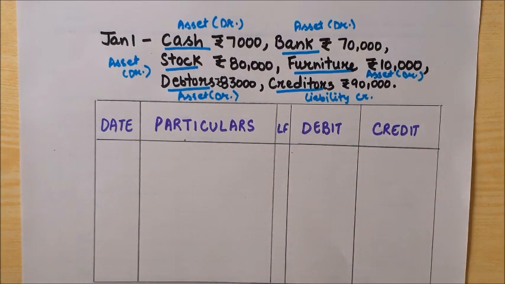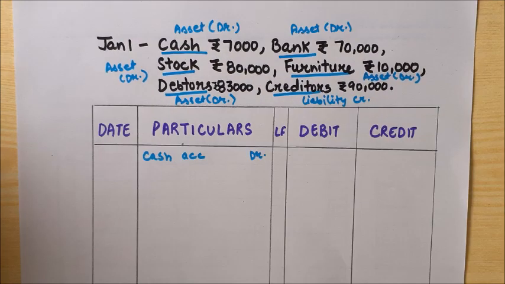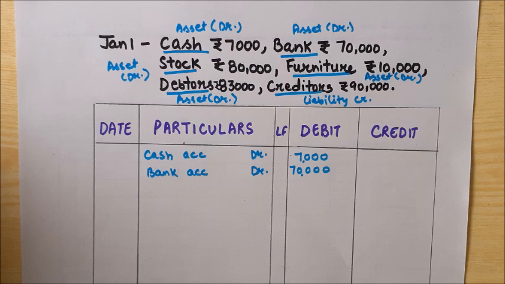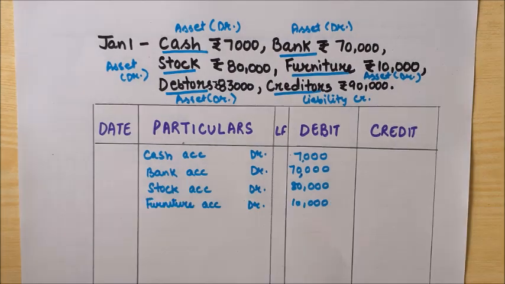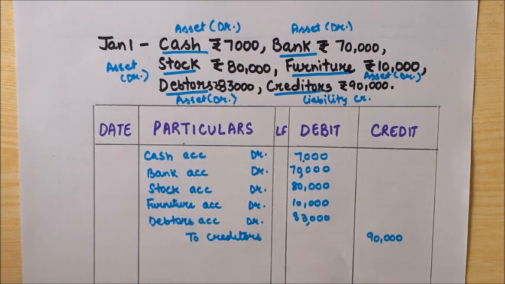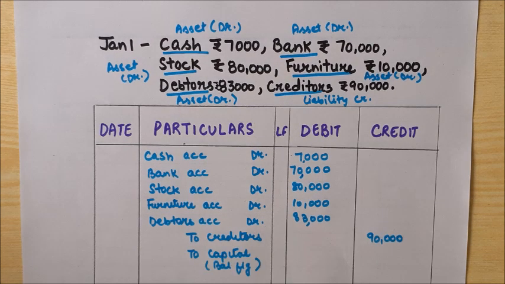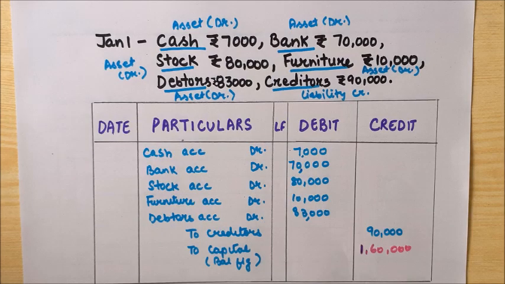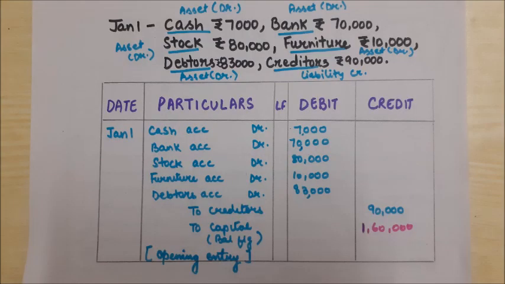Here is the necessary journal entry: cash account debited, bank account debited, stock account debited, furniture account debited, debtors account debited to creditors account, and the difference will be treated as capital because the debit side is more than the credit side, and the difference is 1,60,000.